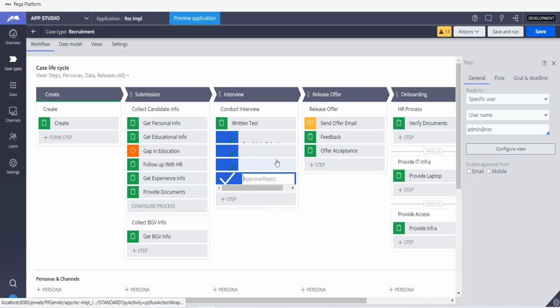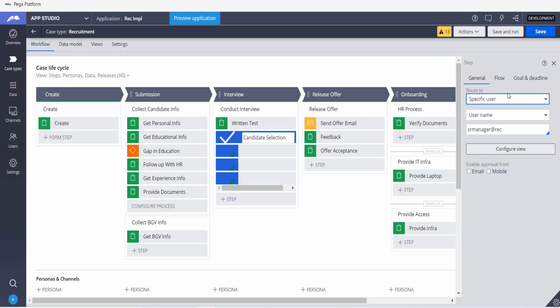Now, this is not a very good practice. Adding multiple levels of approvals like this as multiple steps is not a good practice. So what we do is, within the approval step, you add only a single step, but you can have cascading approvals. Let me select this candidate selection.